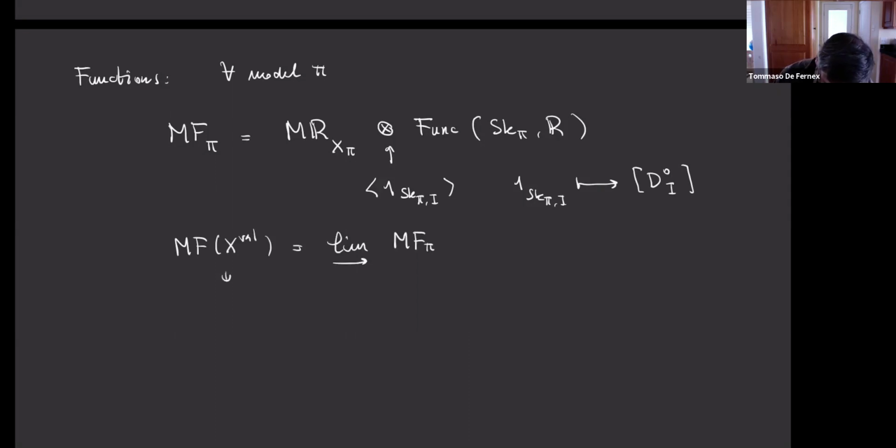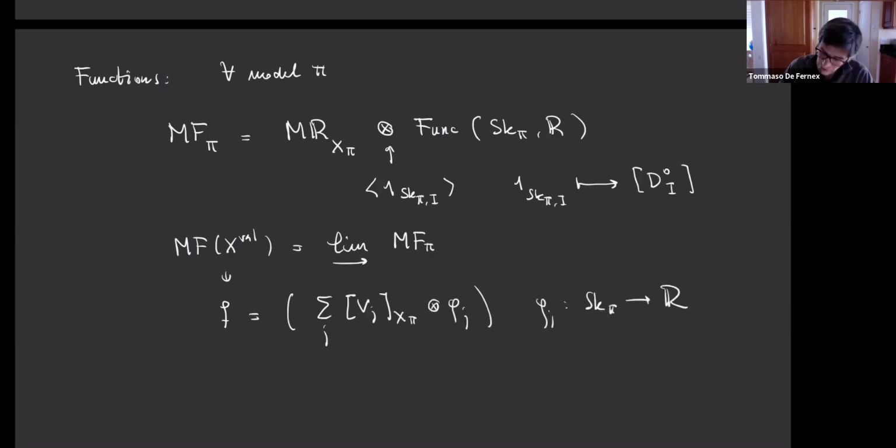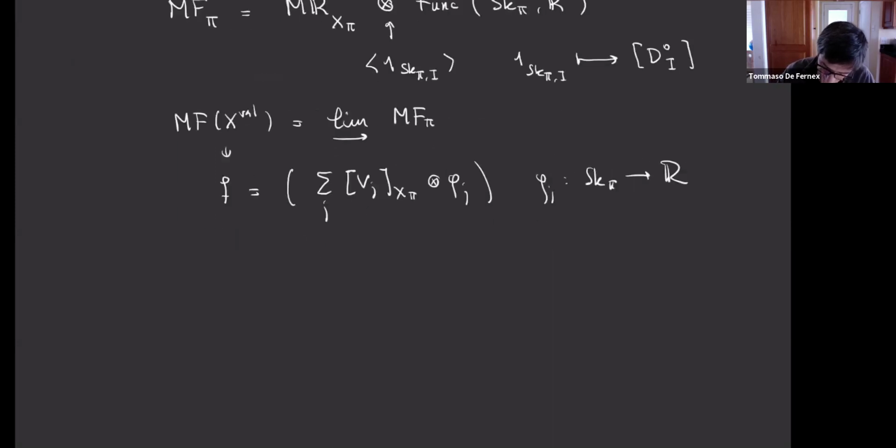So an element in here can be represented by some sum of classes at the level of x_pi, tensor some functions, where the function is defined on the skeleton pi to R. So you can fix an R and a pi, and you get a representation like this. And now I can tell you what the integral is.